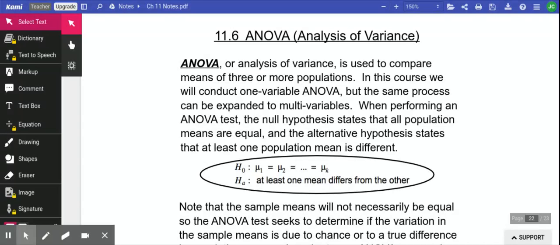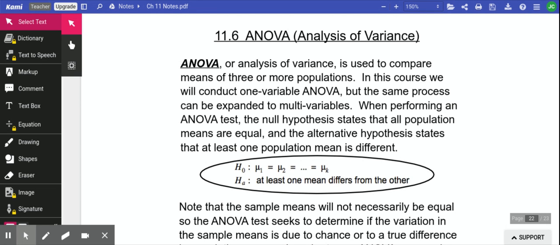Lesson 11.6 is on ANOVA testing, and ANOVA stands for Analysis of Variance. ANOVA testing is a really powerful testing tool that we have, and you'll see it a ton in various research articles when you look at their results. ANOVA testing is very commonly used.